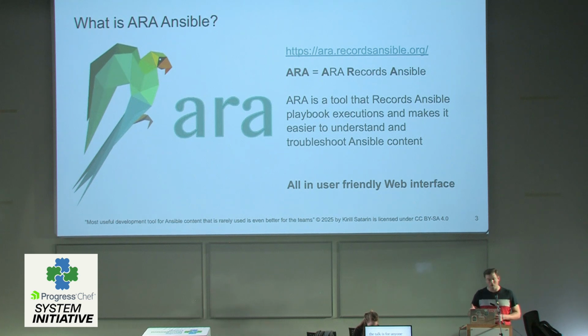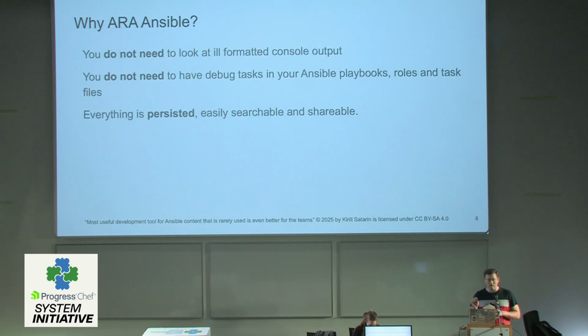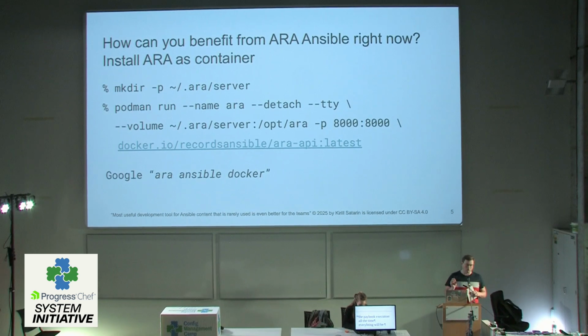So ARA stands for ARA Records Ansible. It's a very nice tool to record each and every playbook execution you have. You just install it. Nothing changes. You will just have every playbook execution all the time. You don't need to look at console output. You will see everything in the nice web interface. You don't need to have any debug printing tasks in your Ansible playbooks. Everything will be saved basically forever. You can return to a playbook execution from last year.